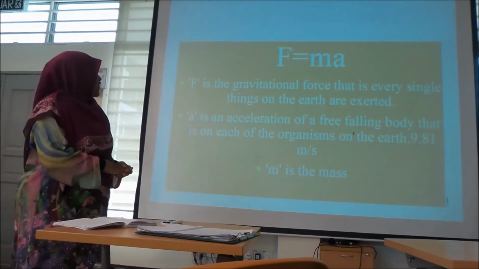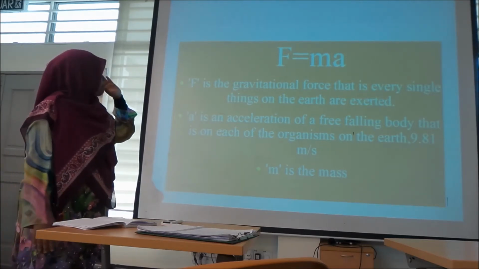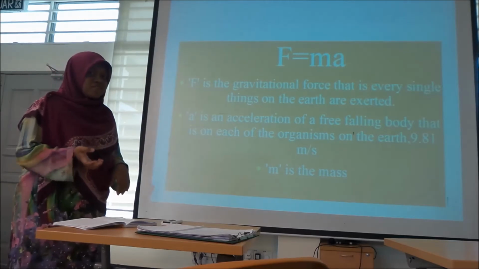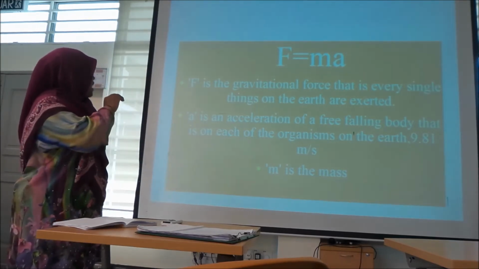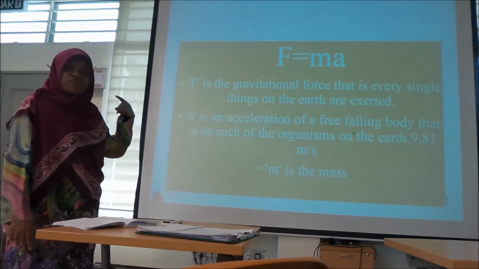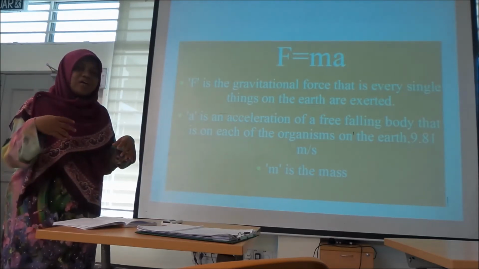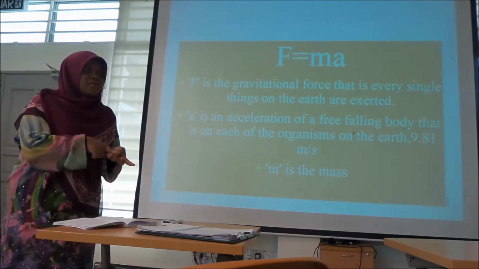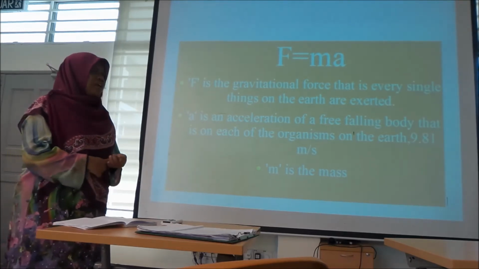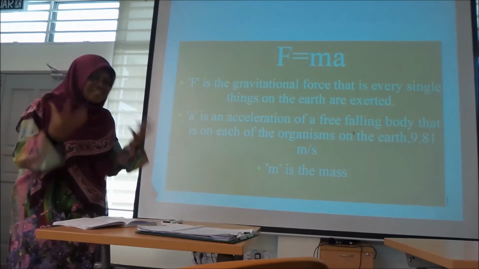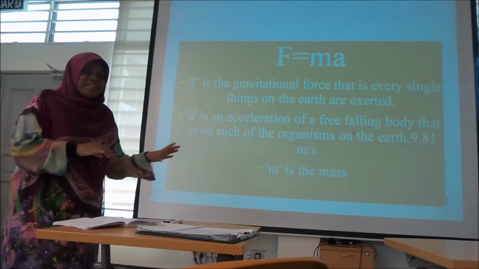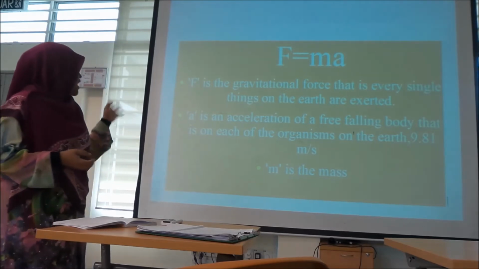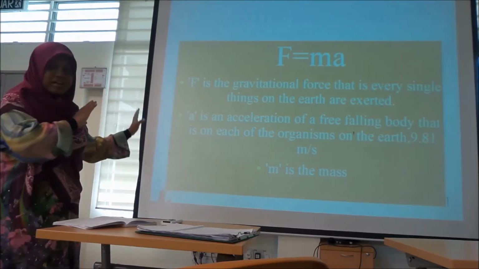Next slide. This represents the formula to find the gravitational force. F equals ma in physics. Okay, F equals ma. a represents the acceleration of a free falling body. A free falling body means all of us on this earth, either non-living or living things. All organisms on the surface of the earth are exerted by gravity. M represents our mass, and F is the product of the mass and the acceleration of a free falling body.